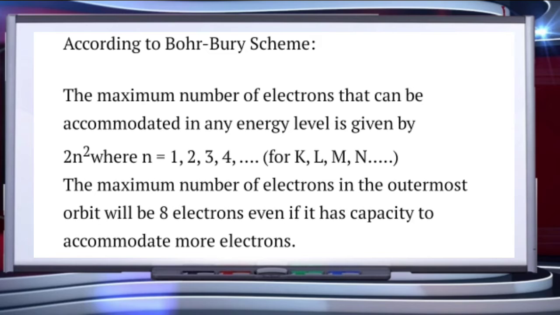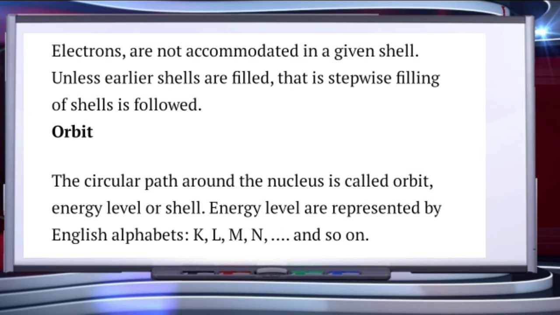The maximum number of electrons in the outermost orbit will be 8 electrons, even if it has the capacity to accommodate more electrons. This is something very important children. Even if it has the capacity to accommodate more electrons, it cannot have more than 8 electrons in the last shell. Electrons are not accommodated in a given shell unless earlier shells are filled. That is, stepwise filling of the shells is followed.